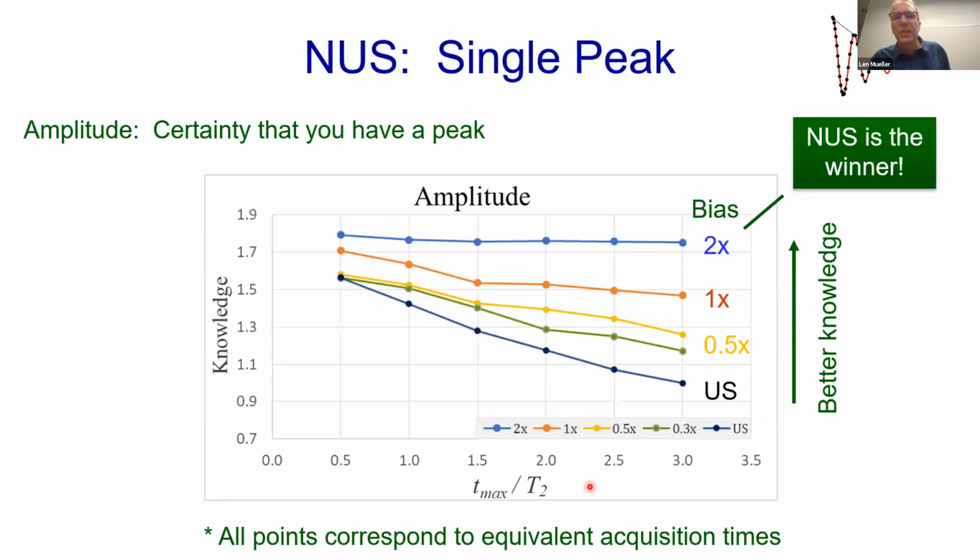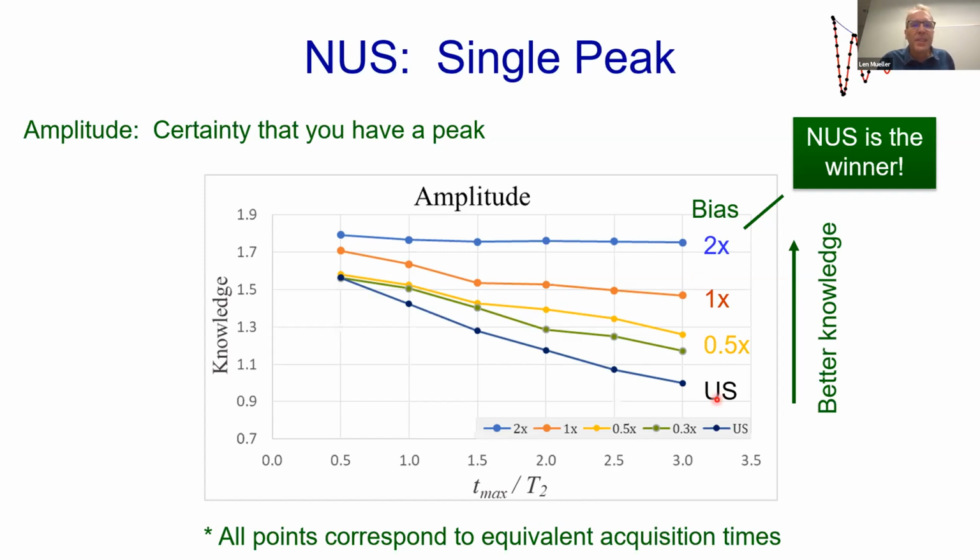And perhaps the most interesting parameter is going to be the signal amplitude. And that corresponds to the peak area in the frequency domain. And it answers the important question of whether a peak is present. So what I've plotted here is the knowledge of the amplitude for various biases and various Tmax. And their values are all listed relative to uniform sampling out to 3T2. So that has a knowledge of 1. And all the points correspond to equivalent 2D acquisition times, and the higher points correspond to better knowledge.